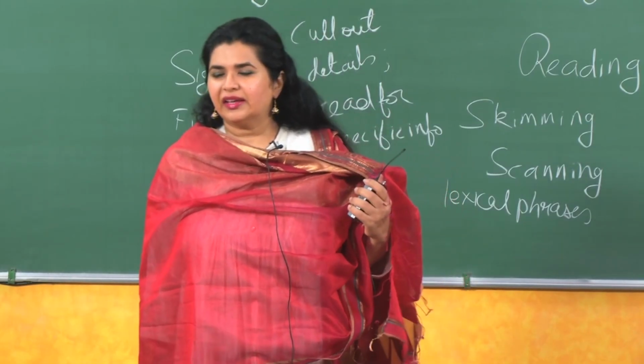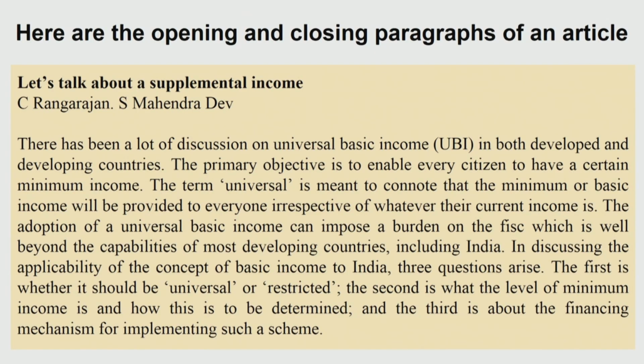Look at the example here. Now, what am I asking you to do? Look at the opening and closing paragraphs of an article. Let's talk about a supplemental income. Look at the slide here. There has been a lot of discussion on universal basic income, UBI, in both developed and developing countries. The primary objective is to enable every citizen to have a certain minimum income.